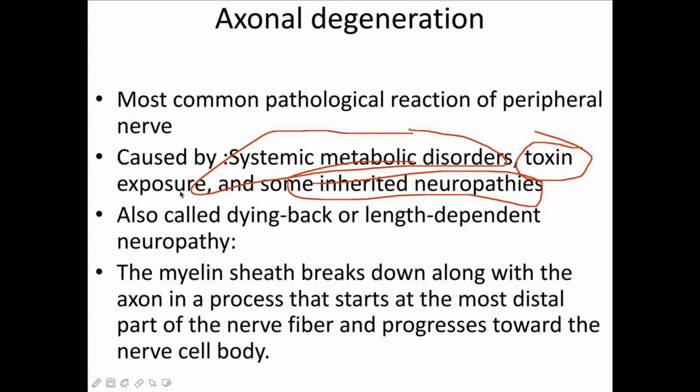You will be asked many times in MCQs what is dying back or length dependent neuropathy. They will not write axonal. They will write dying back or length dependent. So remember, this term just means axonal. And then what happens is the myelin sheath, which I showed in the initial part, of the A alpha fiber and maybe up to the gamma. The myelin sheath breaks down along with the axon in a process that starts at the most distal part of the nerve fiber, and then it progresses towards the nerve cell body. So this is exactly what axonal degeneration means.